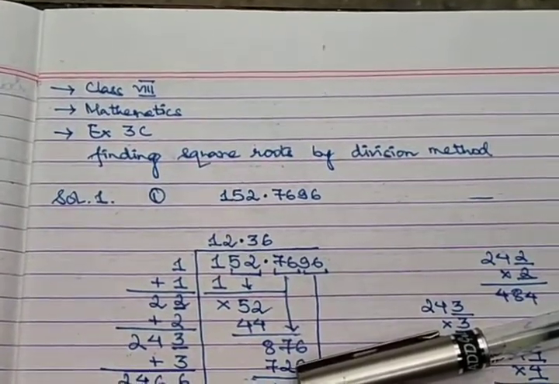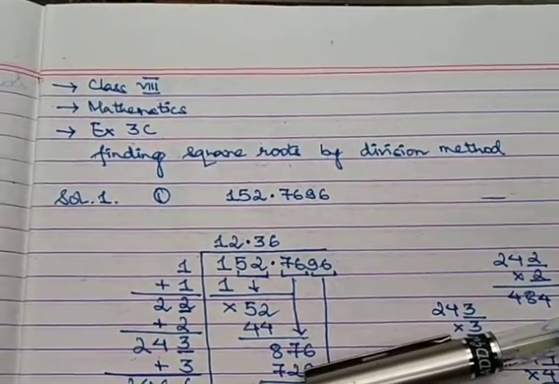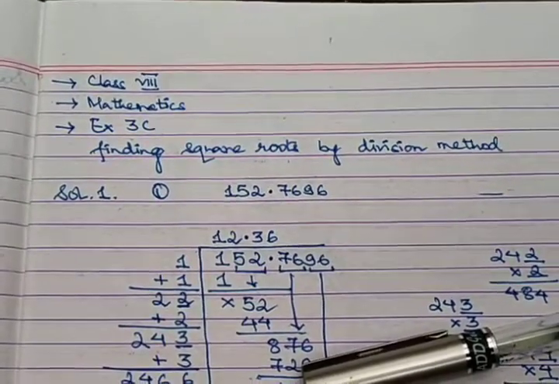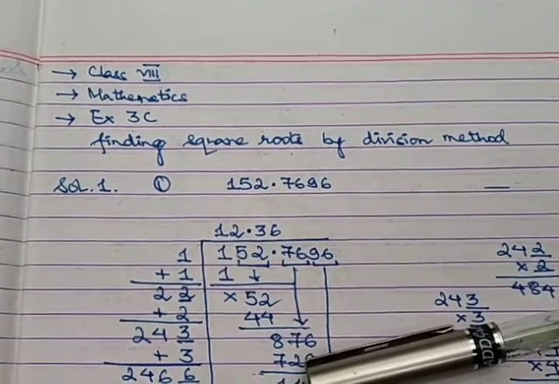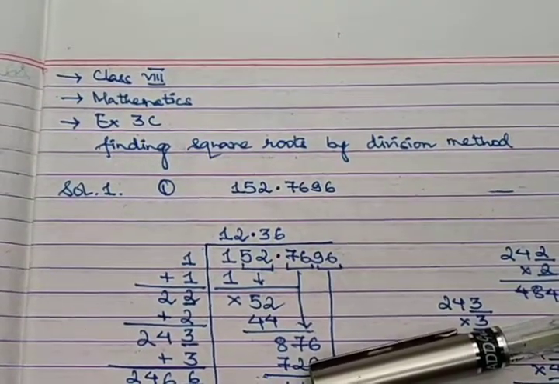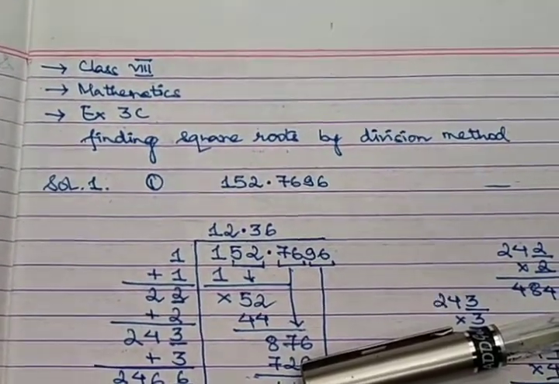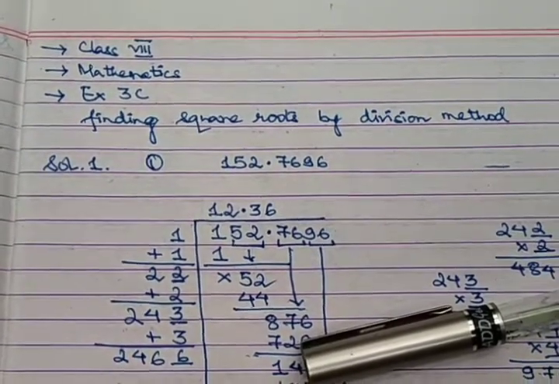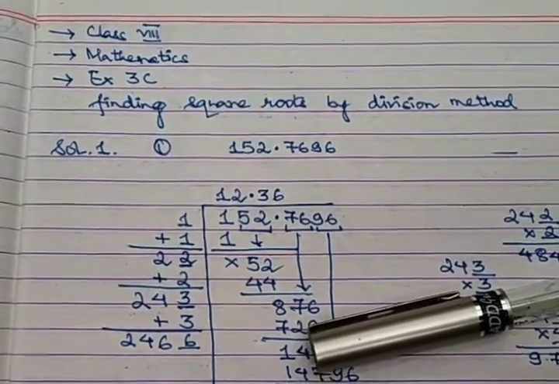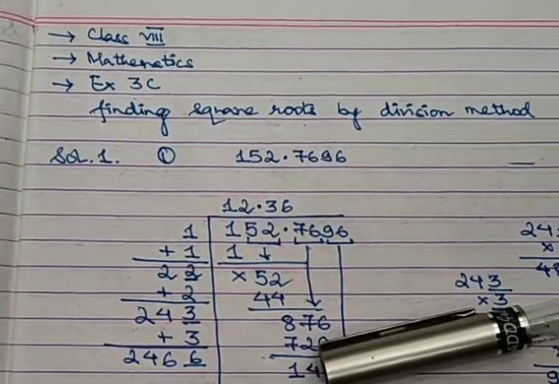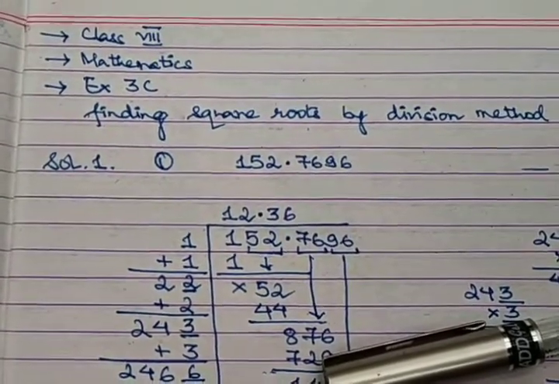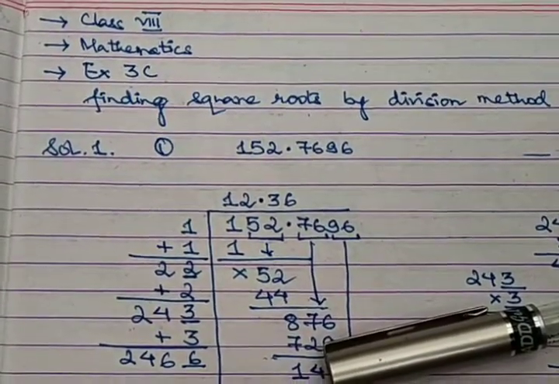Related to the topics, in this exercise, exercise 3C, we will be finding square roots of numbers in decimal form by the division method. So the first one, question number 1, we have the number 152.7696.